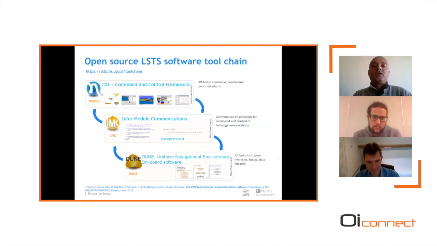So we have an open source software toolchain, which is in use in over 20 countries. You have DUNE running on board. You have IMC, which is our protocol for communications, so all nodes in the network talk IMC. And then you have Neptus, which is basically the command and control framework that will run on your laptop.